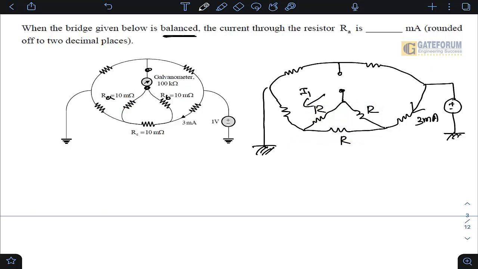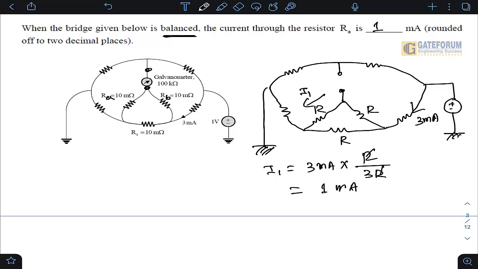If I call this I1, then I1 is equal to net current 3 milliampere into its opposite branch resistance, divided by total resistance. There are two branches. One is this branch R, R, that is 2R, and one is this branch. Opposite branch resistance divided by total resistance. Right? Now you see R and R cancel out. So 3 milliampere by 3. This happens to be 1 milliampere. So 1 is the right answer for this problem.